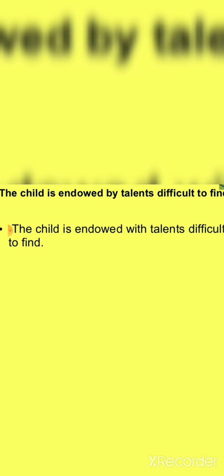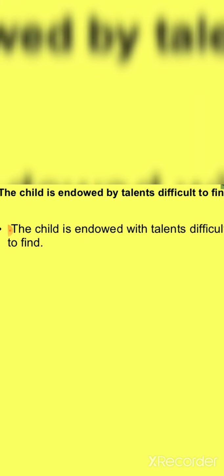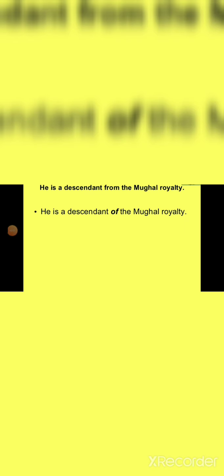The child is endowed by talents difficult to find. The child is endowed with talents difficult to find. Yes, talents, we are talking about the objects, means the talent. So with will come here. This is a more perfect sentence structure. Patanjali is an authority for Sanskrit grammar. Patanjali is an authority on Sanskrit grammar. So the on version is the perfect preposition usage. So it is easy to find out the error while just speaking.